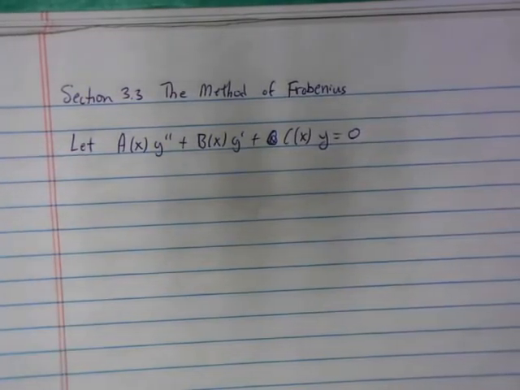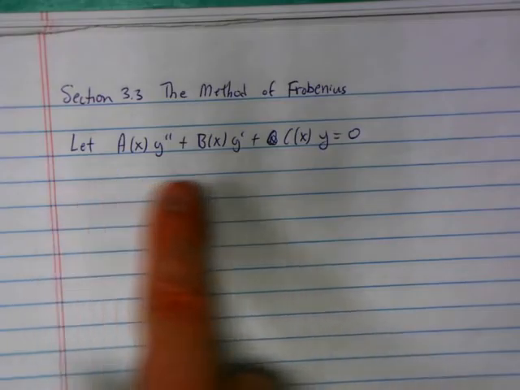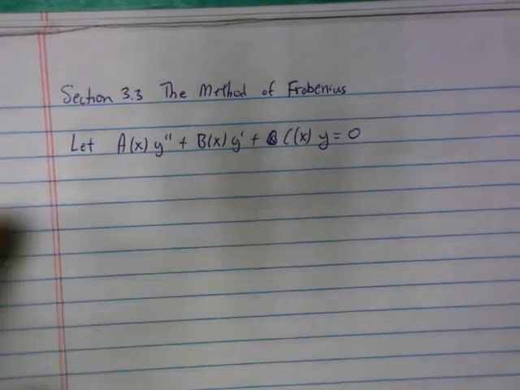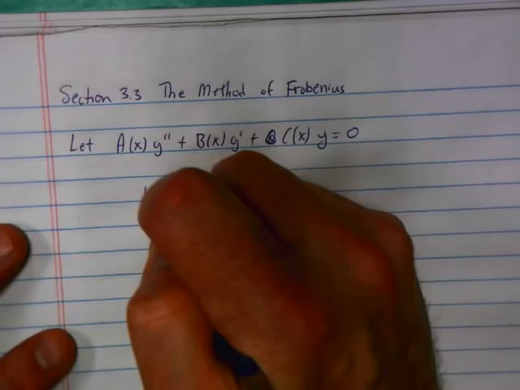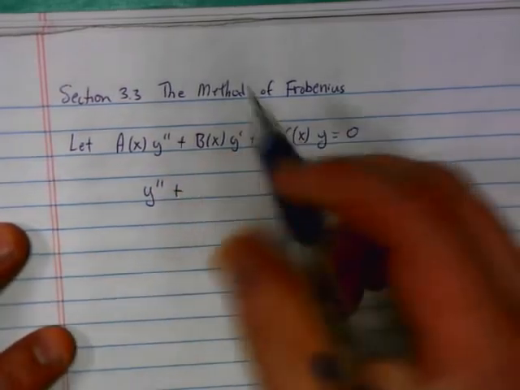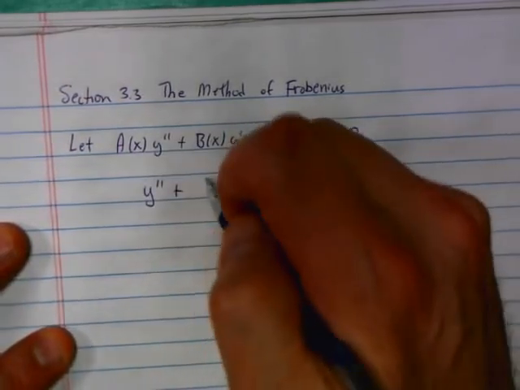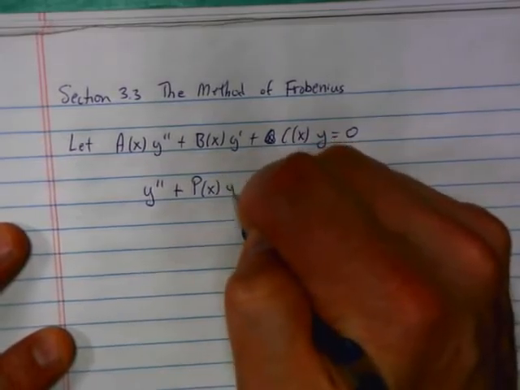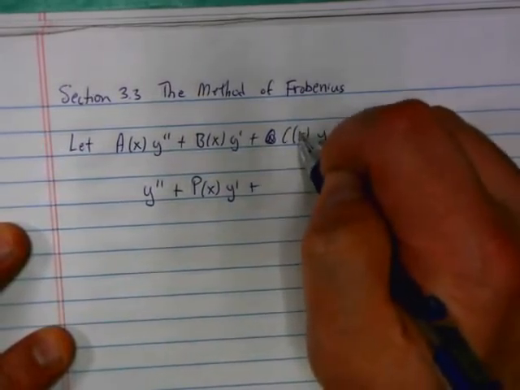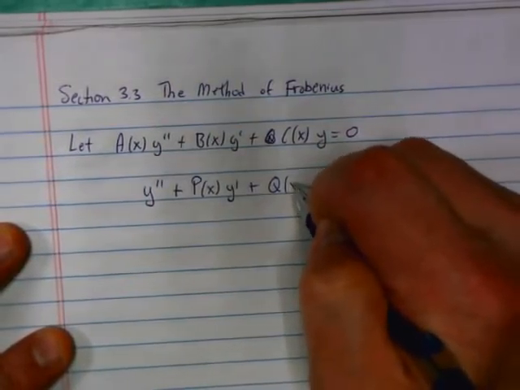Okay, so we were the other day looking at solving second order differential equations using power series. Now recall what we did. We took our equation and we divided everything by a of x, and we wrote it this way: y double prime plus b of x over a of x, which we called p of x, and then c of x over a of x, which we called q of x.